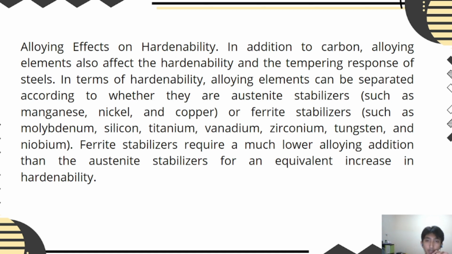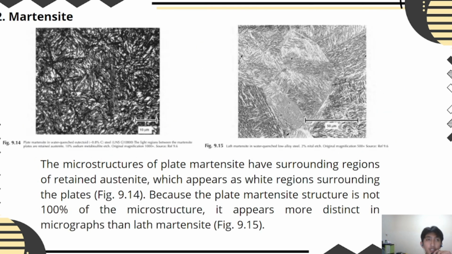Ferrite stabilizers give a much lower increase in precision than the austenite stabilizers for an equivalent increase in hardenability. Two is martensite. The microstructure of plate martensite has circling regions of retained austenite, which appear as the region surrounding the plate in the picture at 940, because the plate martensite structure is not 100% of the microstructure. It appears more distinct in micrographs of lath martensite, in this picture at 950.